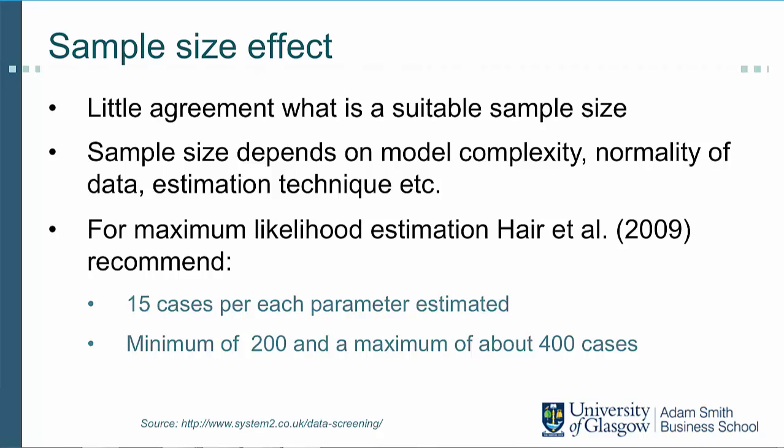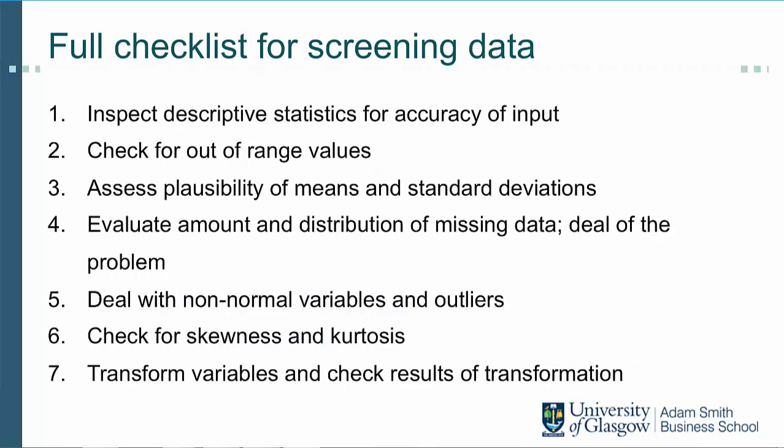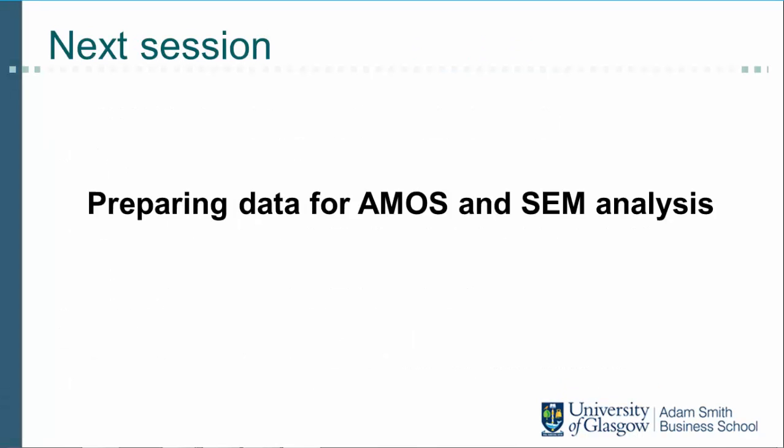On page 662 in Hair et al., you will find detailed guidelines concerning the interaction between sample size and other parameters of the model. I will finish this tutorial with an extended checklist for data screening that is based on Tabachnick et al. This checklist includes all the steps you may go through to prepare your data for any multivariate analysis. In the next session, I will talk about data requirements that are specific to SEM and AMOS estimation.